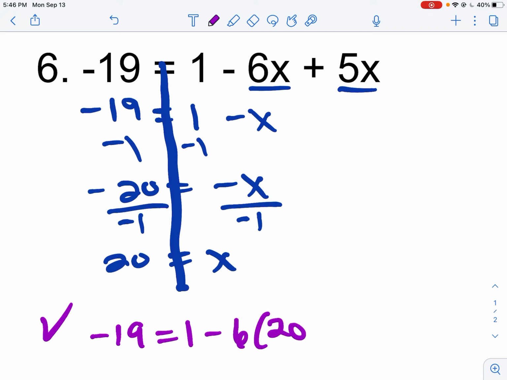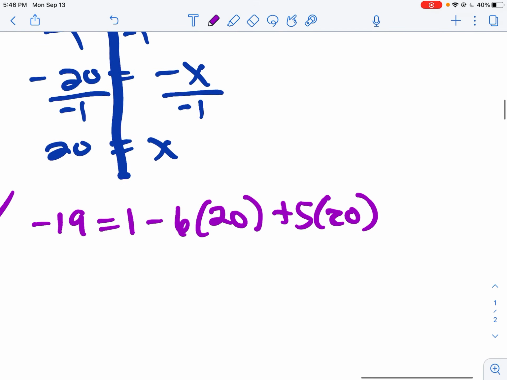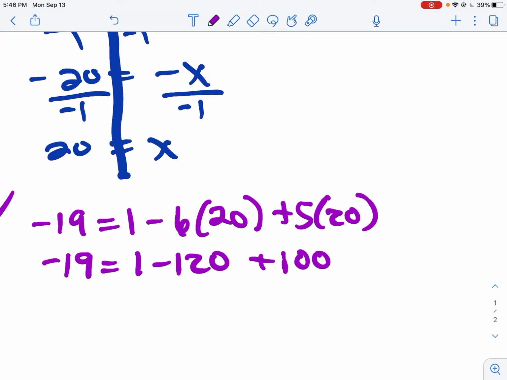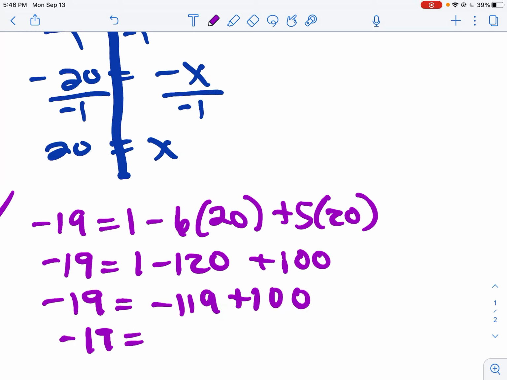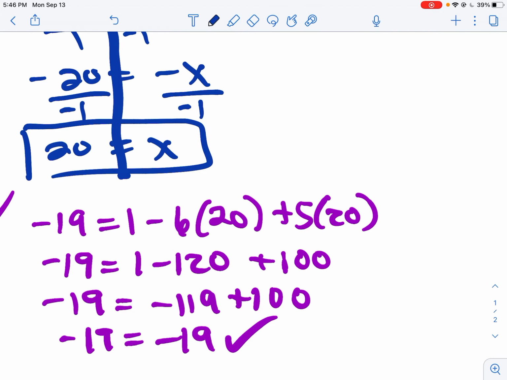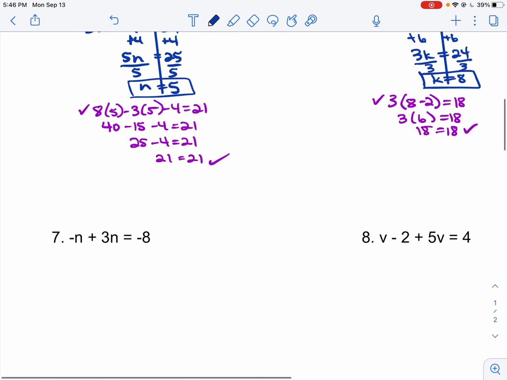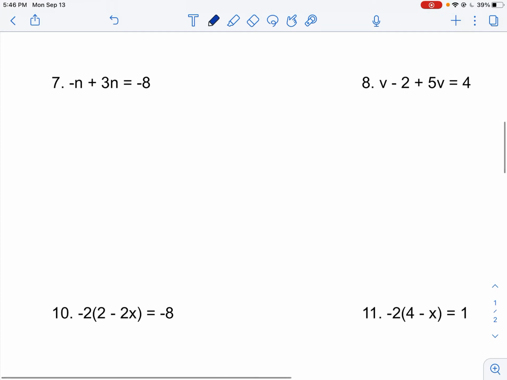So negative 19 equals 1 minus 6 times 20 plus 5 times 20. So negative 19 equals 1 minus 120 plus 100. So negative 19 equals negative 119 plus 100. Negative 19 equals negative 19. So I did the correct work, and x equals 20.